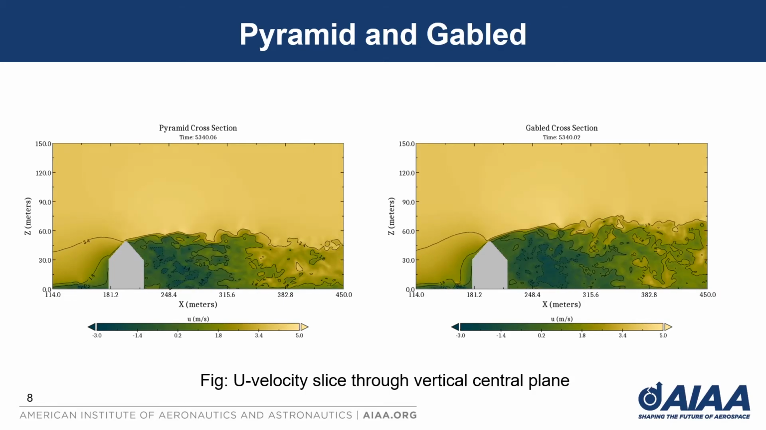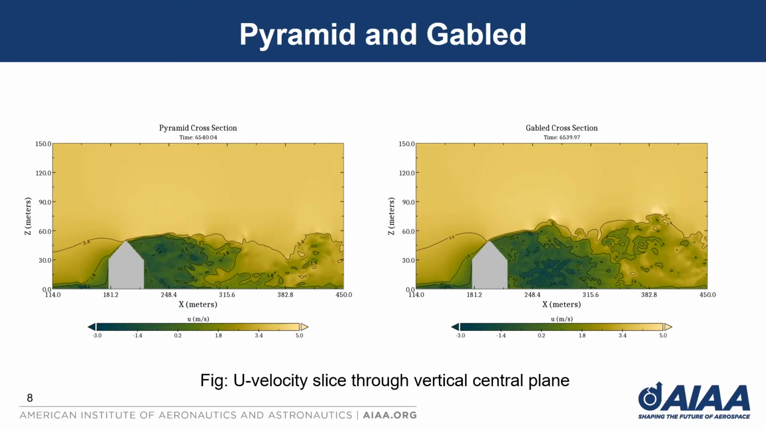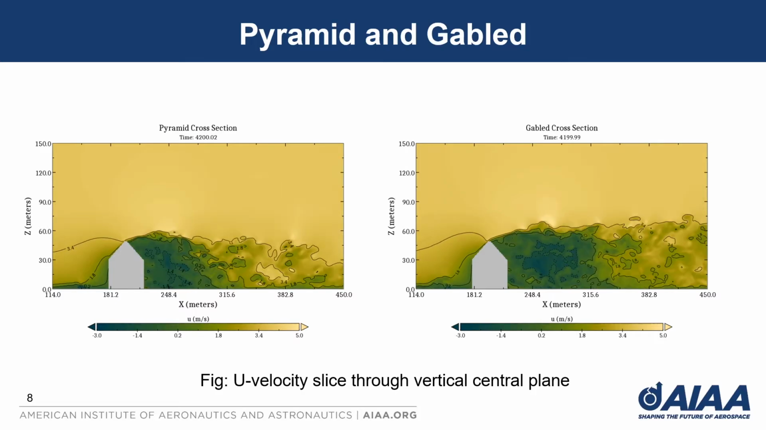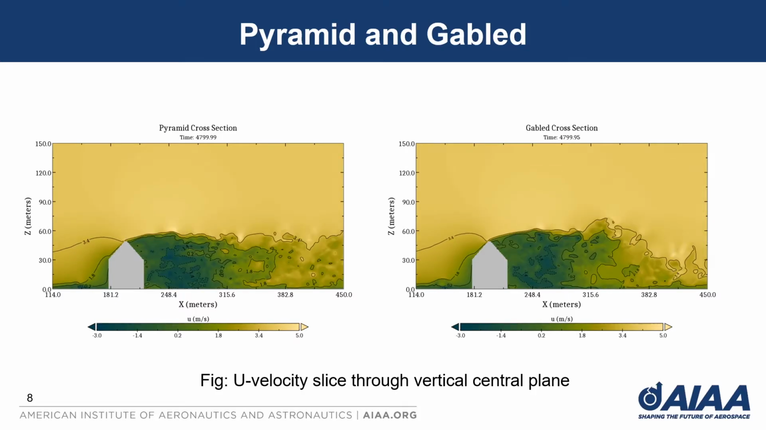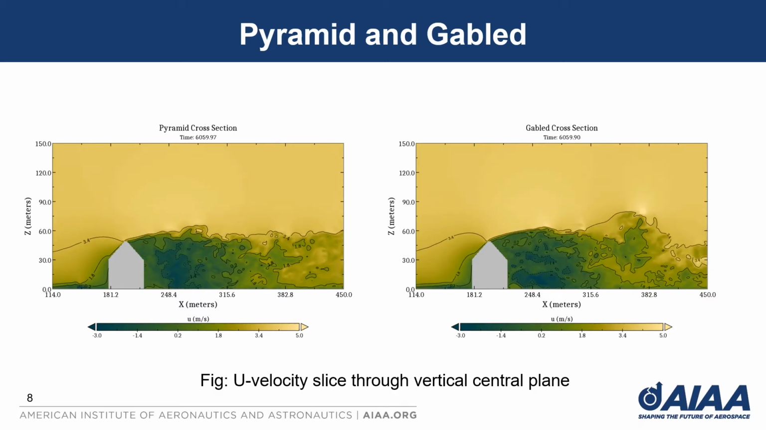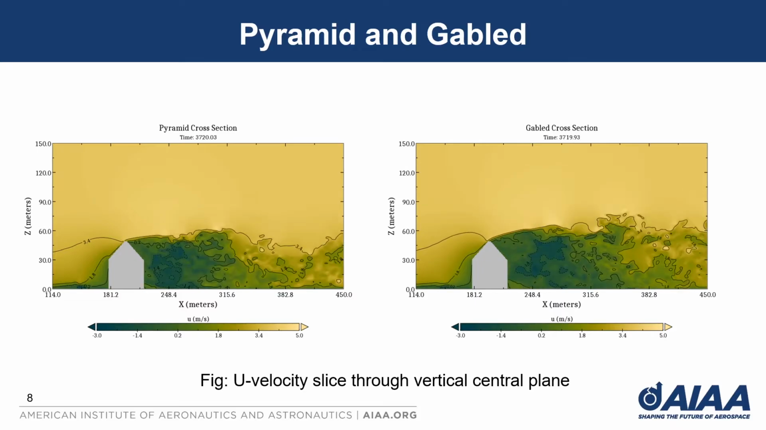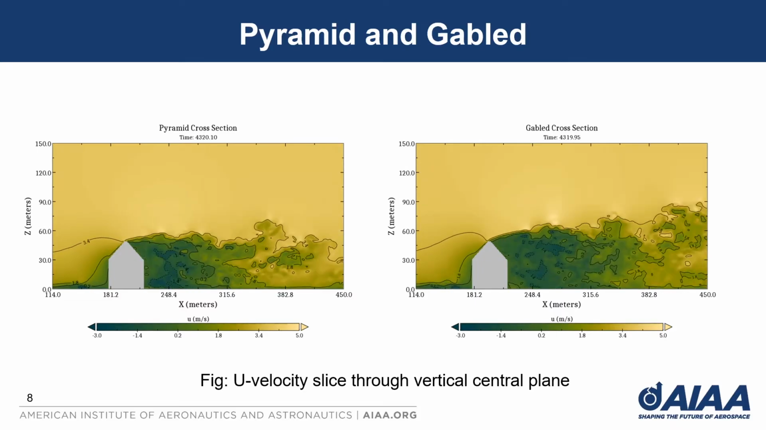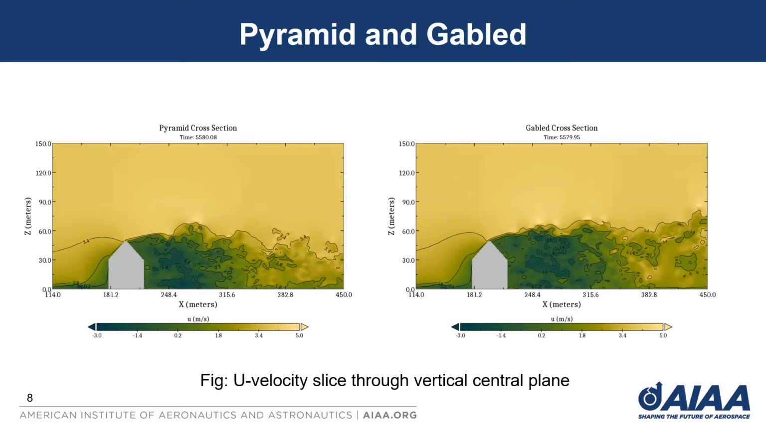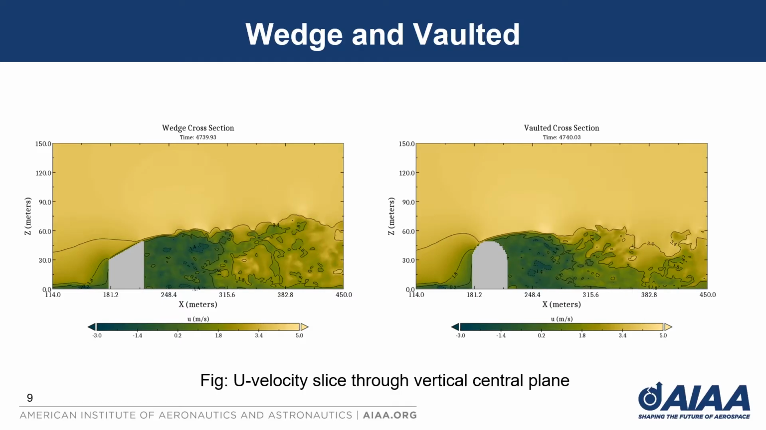And you can see when compared to the pyramid building that the pyramid building does not project these kinds of disturbances as far into the x or z direction. And this is because the pyramid building has a lower frontal area than the gabled building. And this means that the velocity disturbances which are generated by the pyramid building are not going to be as pronounced as those generated by the gabled building. Moving on to the wedge and the vaulted buildings.